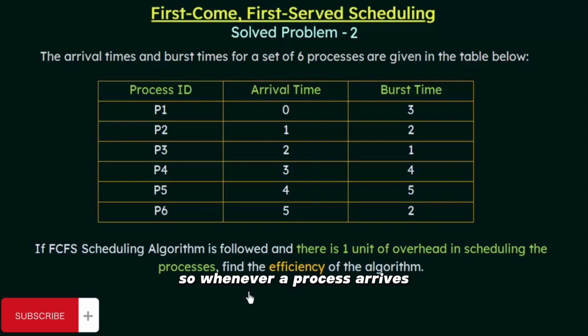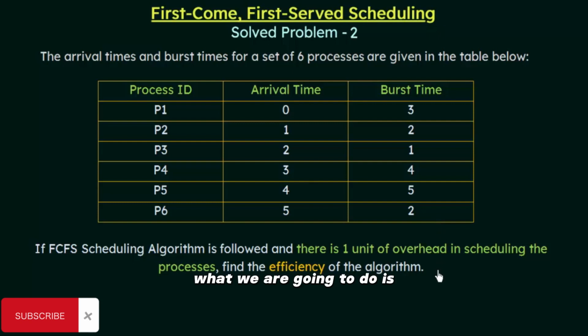The system has a slight delay of 1 unit before it assigns the CPU to each process. So whenever a process arrives, the system will have 1 unit delay in assigning the CPU to the process. And even when the CPU is switched between processes, there will be 1 unit of time delay in switching the CPU between the 2 processes. So that is what we mean by 1 unit of overhead in scheduling the processes. So if it is like this, then what will be the efficiency of this particular algorithm for this particular set of processes, if they arrive at this particular set of times, and if they have these particular burst times? Let us try to find it out.